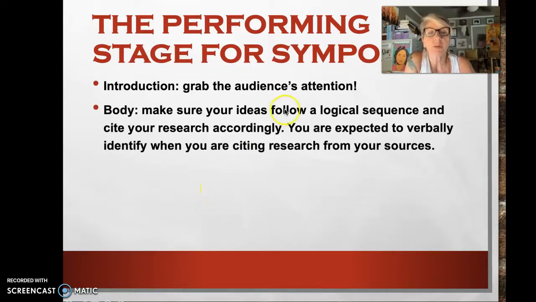What you want to make sure is, this is important, your ideas follow a logical sequence, as well as each presentation piece makes sense, that it follows some order. That you're not bouncing all over the place, that how you've broken up this particular topic or this particular solution makes sense and follows some order. You will always have to cite your research. Every assignment is different. The assignment tells you how many pieces of research you need to cite.